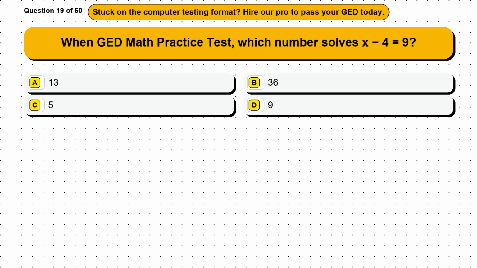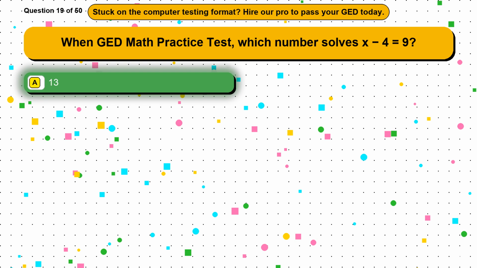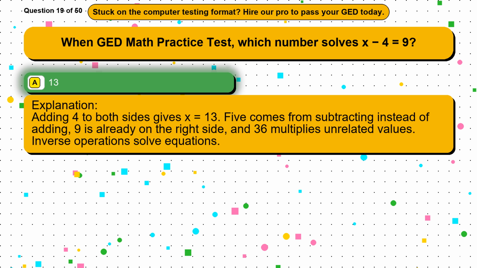Question 19. When GED Math Practice Test, which number solves x - 4 equals 9? Option A 13. Option B 36. Option C 5. Option D 9. The correct answer is option A. 13. Adding 4 to both sides gives x equals 13. 5 comes from subtracting instead of adding, 9 is already on the right side, and 36 multiplies unrelated values. Inverse operations solve equations.